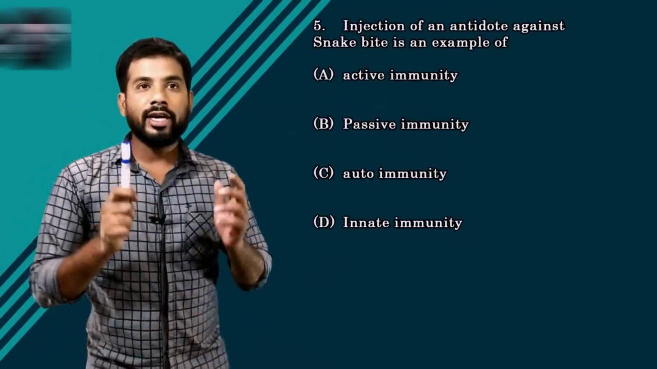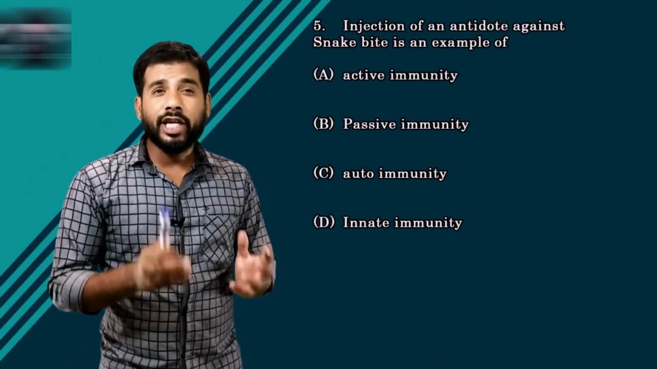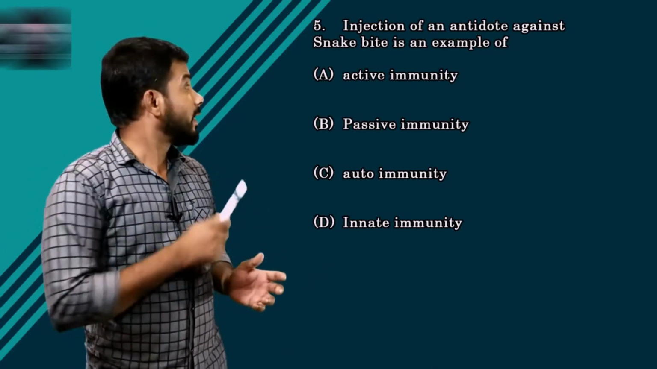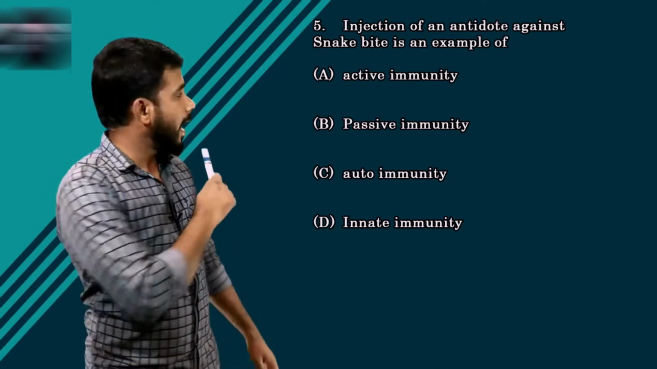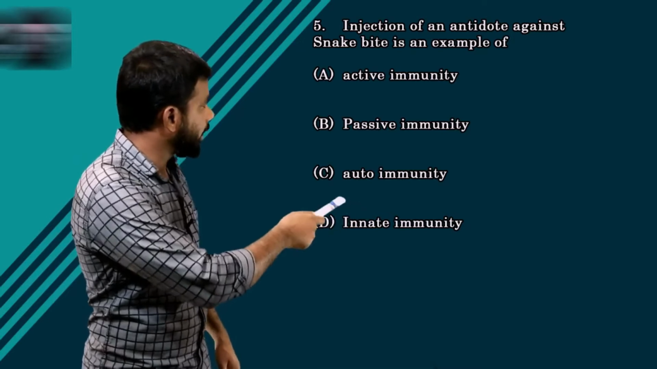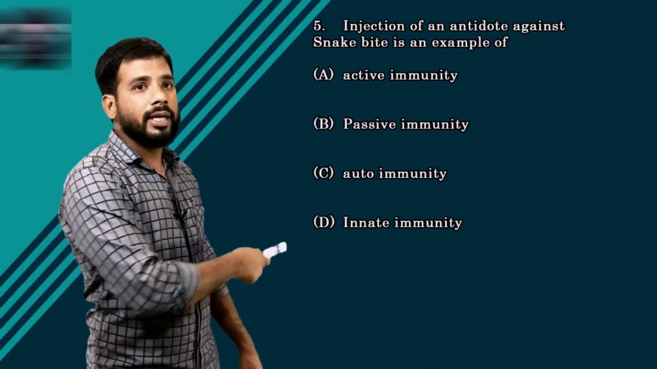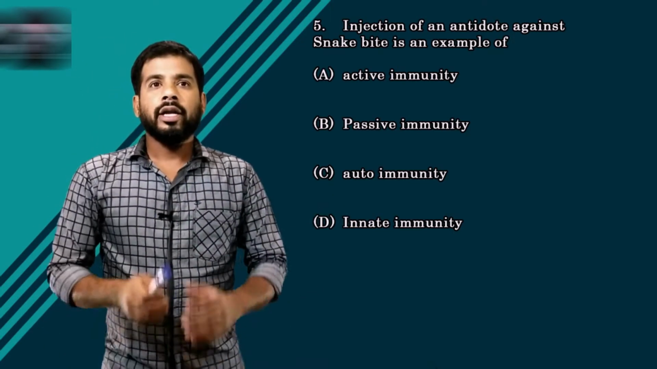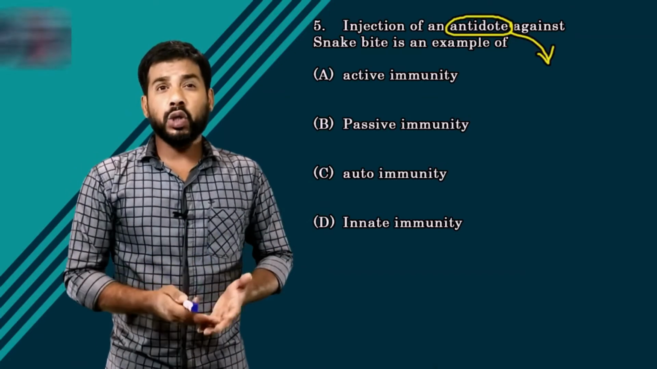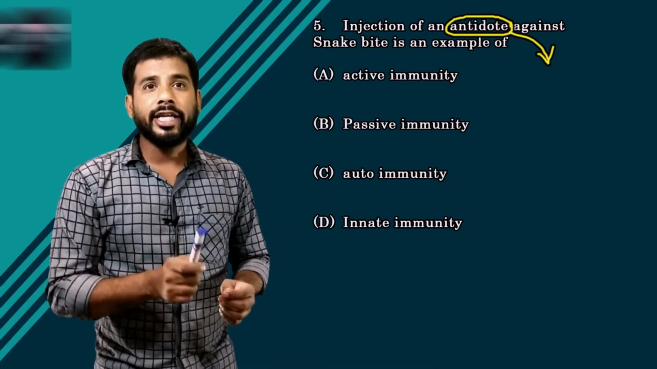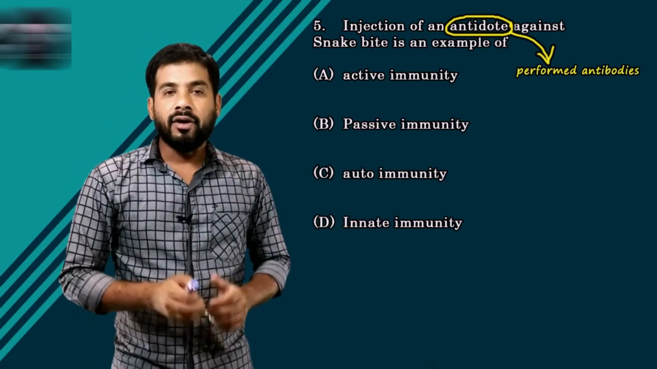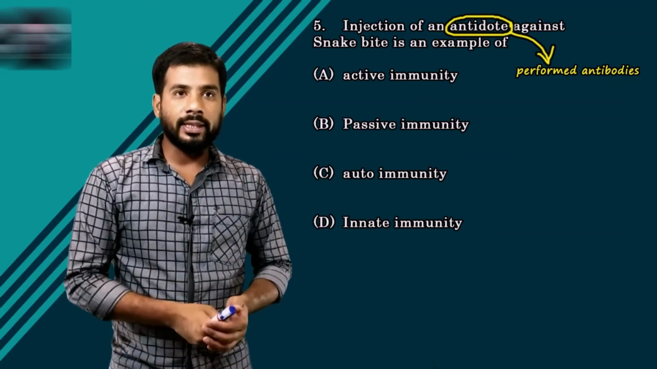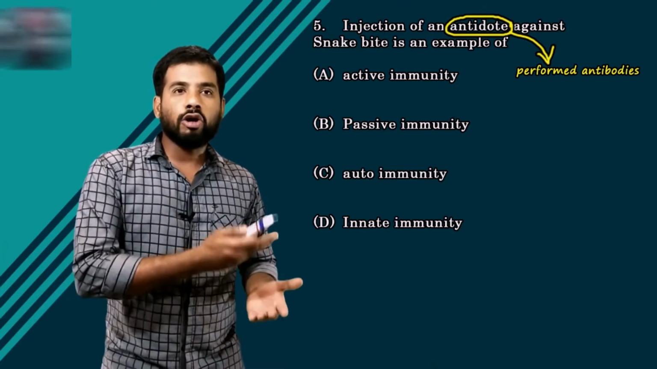Now let us take question number 5. Here in this question, injection of an antidote against snake bite is an example of, there are 4 options. Option A active immunity, option B passive immunity, option C autoimmunity and option D innate immunity. Now let us discuss what this antidote is. Remember, antidote is performed antibodies, which are prepared antibodies. Now let us study these options one by one.